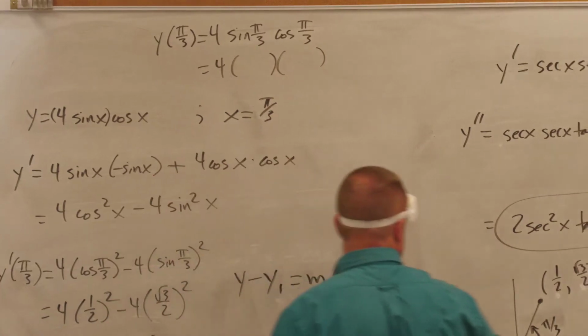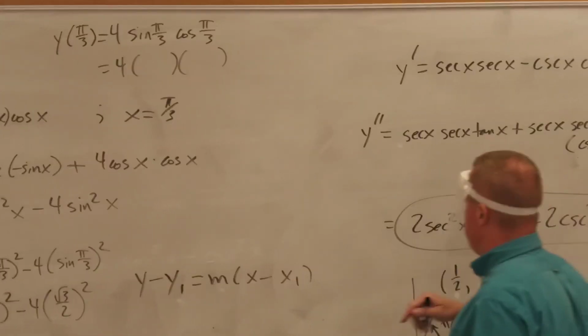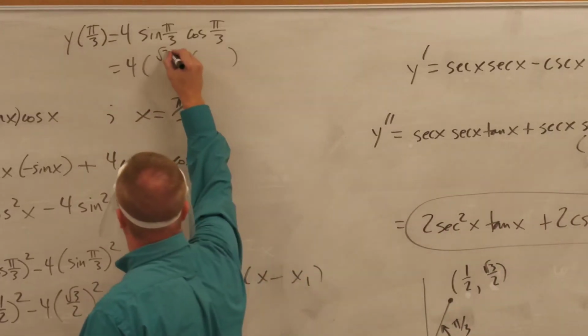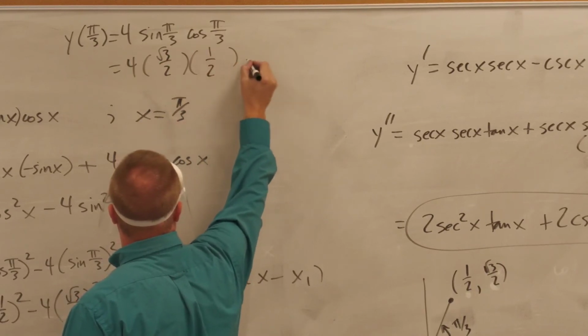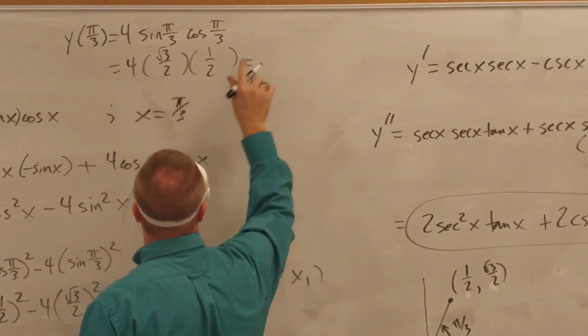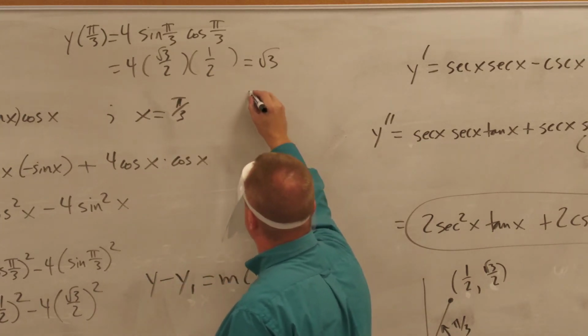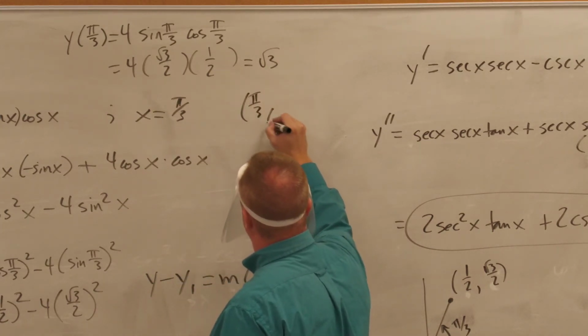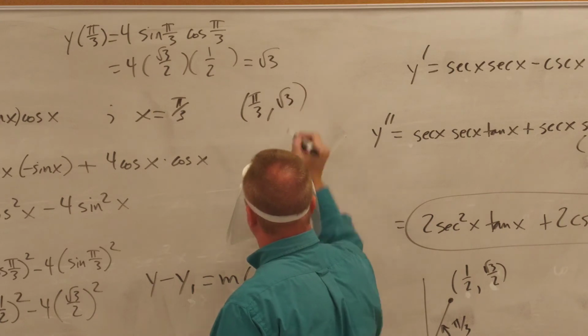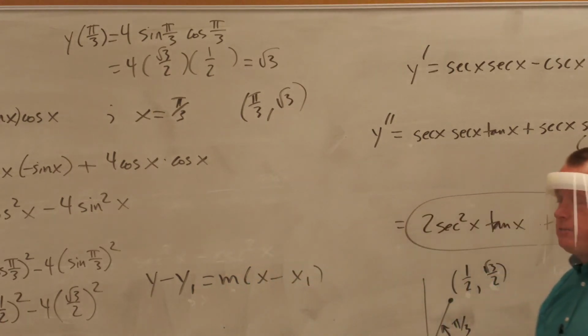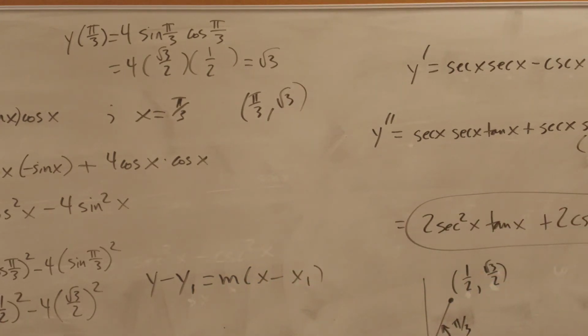Okay, so again, sine is root 3 over 2. Cosine is 1/2. So the 4's cancel there. I just get root 3 for the y coordinate. So the point on the graph of the function where I'm looking for the tangent line is pi over 3, root 3. Questions about any of that?